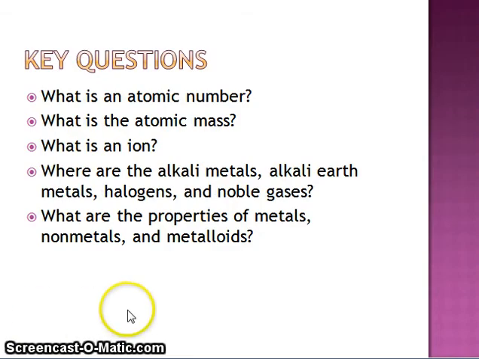These are the key questions. What is an atomic number? What is the atomic mass? What is an ion? Where are the alkali metals, alkali earth metals, halogens, and noble gases? What are the properties of metals, nonmetals, and metalloids?